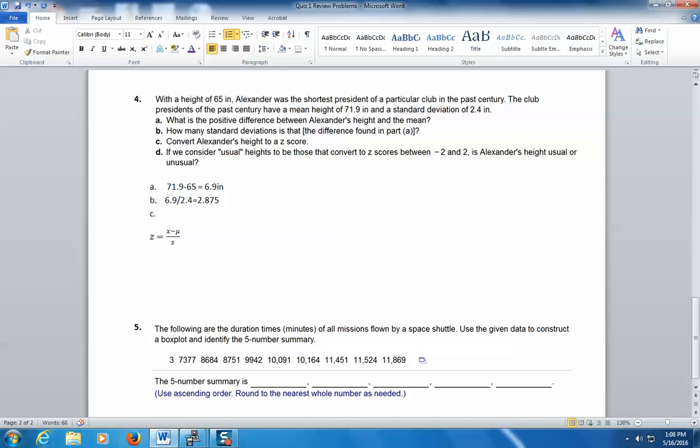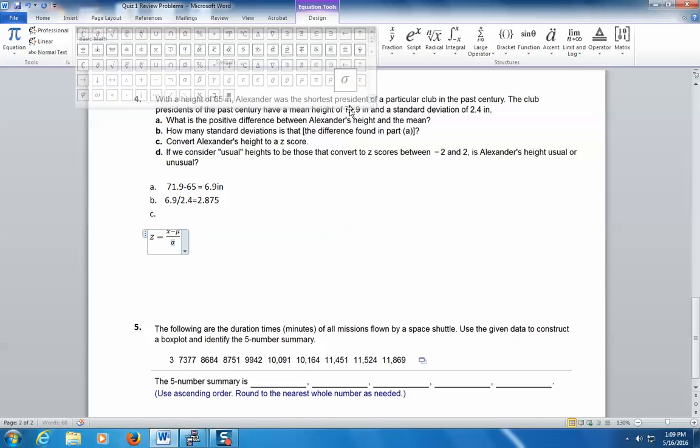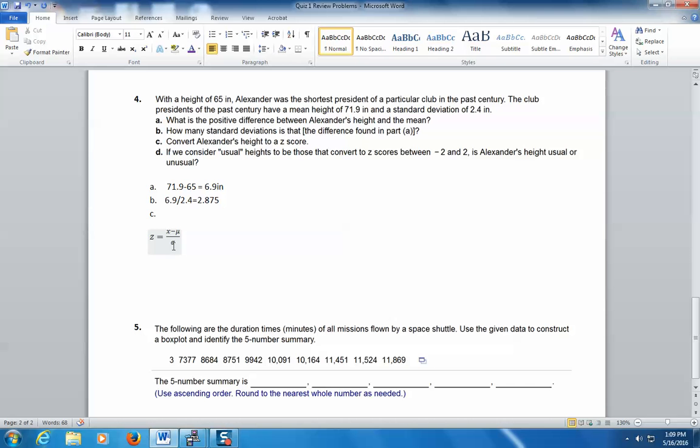Okay, part C, convert Alexander's height to a z-score. So I wanted to remind you here that a z-score is the height that you're looking at, the x, which would be Alexander's height, minus the mean, which in this case is 71.9, divided by the standard deviation. In this case, I should probably use sigma instead of s, because it looks to me like they have the population of presidents. So let me put the correct value in there. So in the equation editor, there's our sigma. So sigma is the population standard deviation, mu is the population mean.